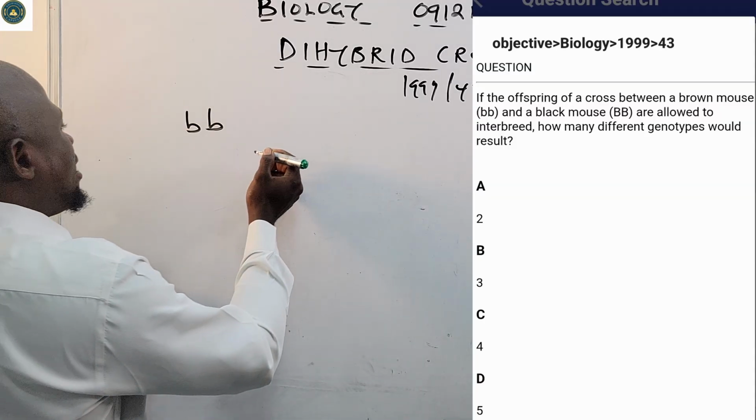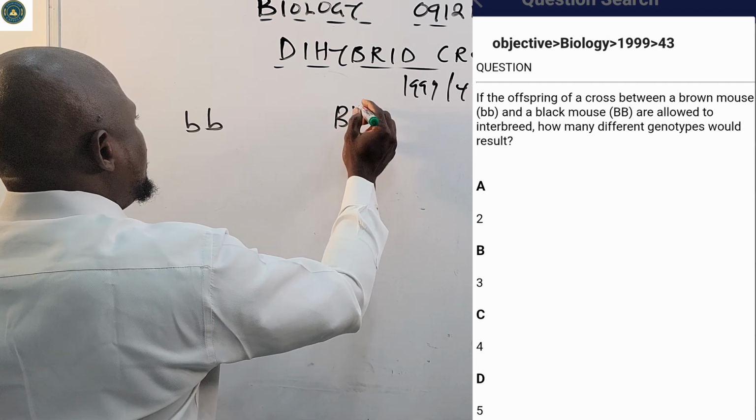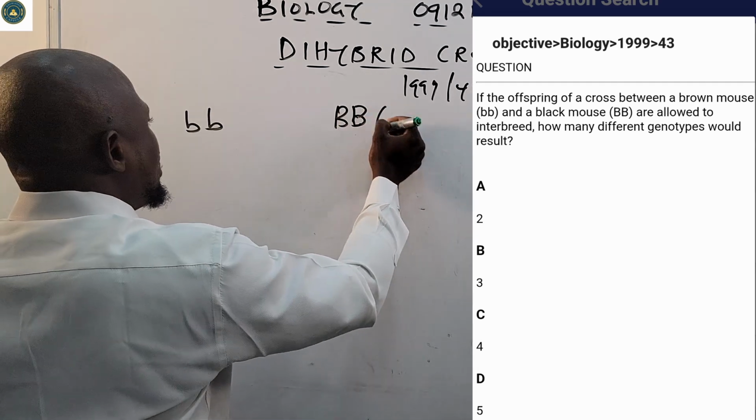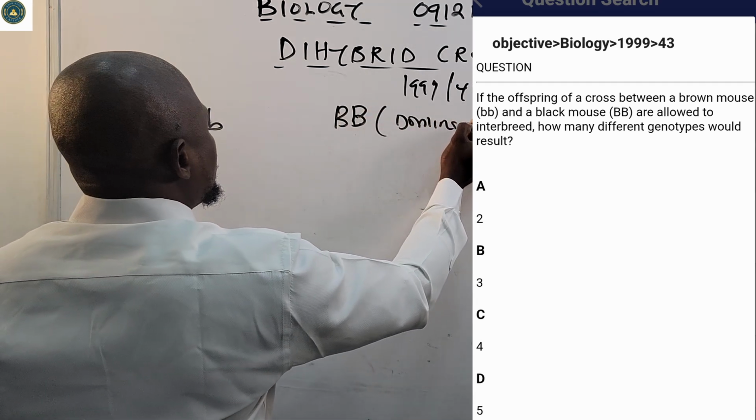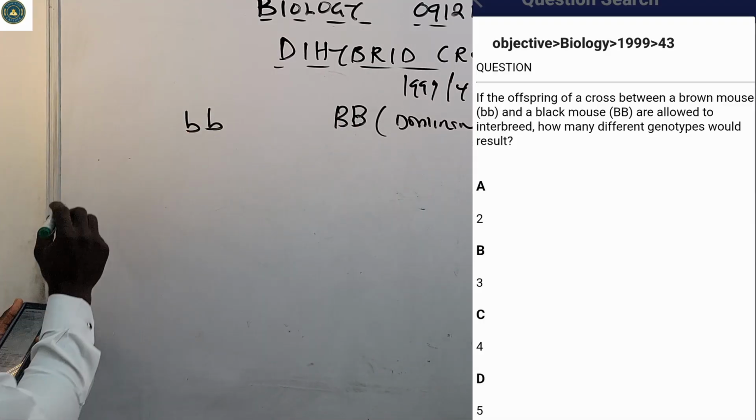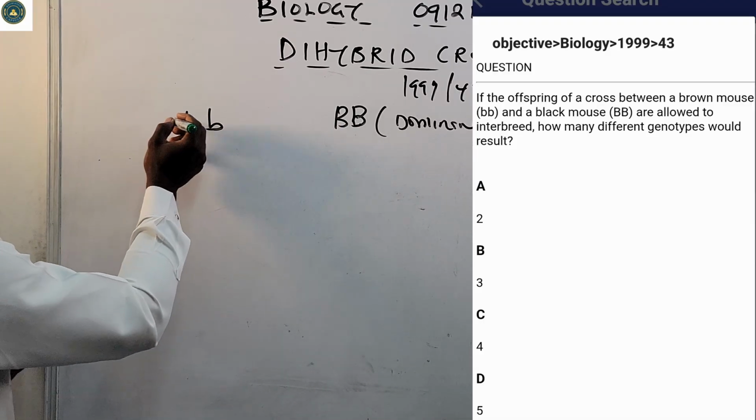and a black mouse, given as BB, capital B. That means this one is dominant, because the capital one is dominant. It's the question that gave us this, so then this one is recessive.